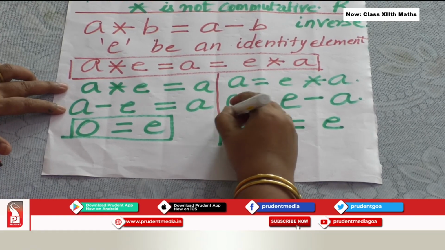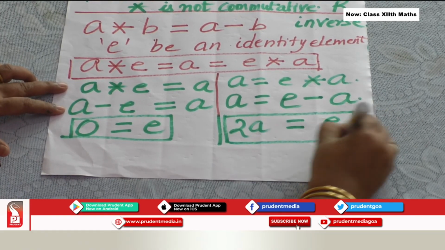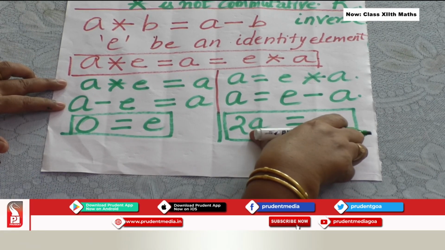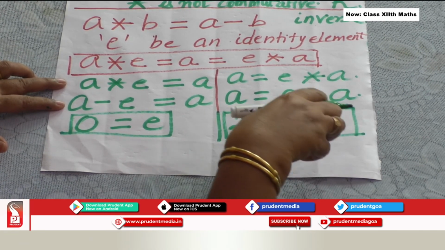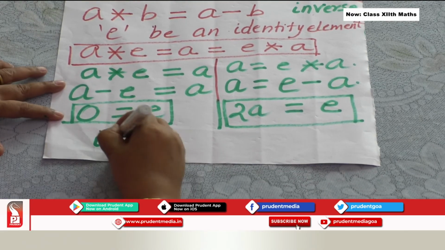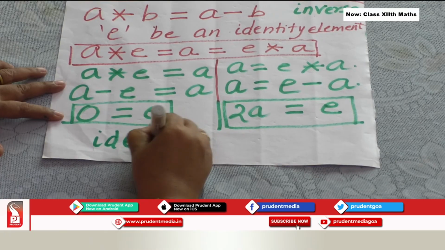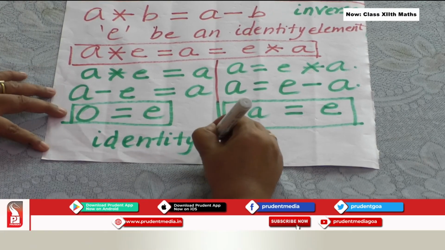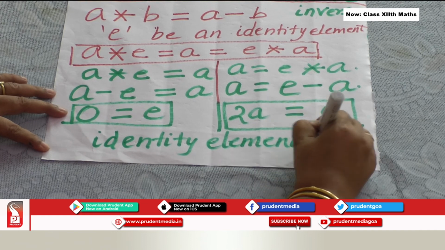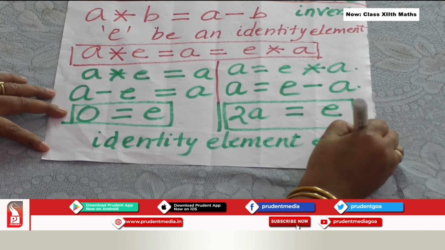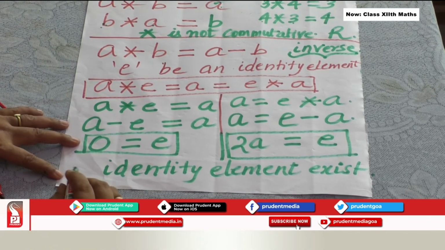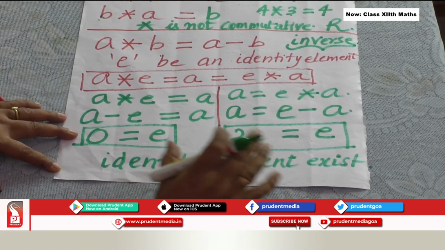Now this is a good example. Just see here: on this side the E value is 0, and on this side the E value is 2A. It is not unique. If it is not unique, then the identity element does not exist. If the identity element does not exist, you cannot proceed further. The inverse will not exist. Is it clear to you all?